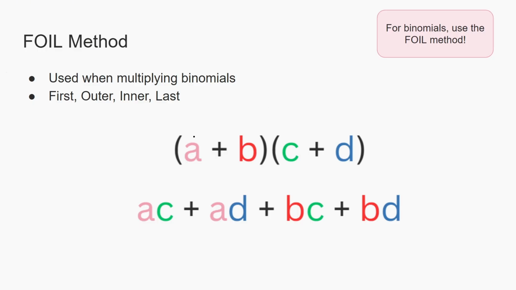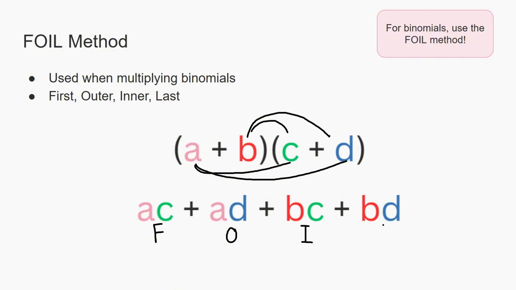Here, we're multiplying a plus b multiplied by c plus d. So if we get started, we want to start with a multiplied by c. As you can see, ac is going to be first because we're multiplying the first of both binomials. Then we have a multiplied by d, which is going to be outer because as you can see, it's the outer term of both. After that, we have b times c, which is going to be inner. And we have b times d, which is last.